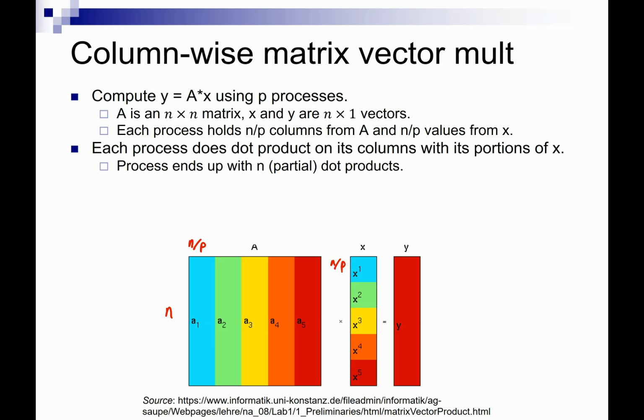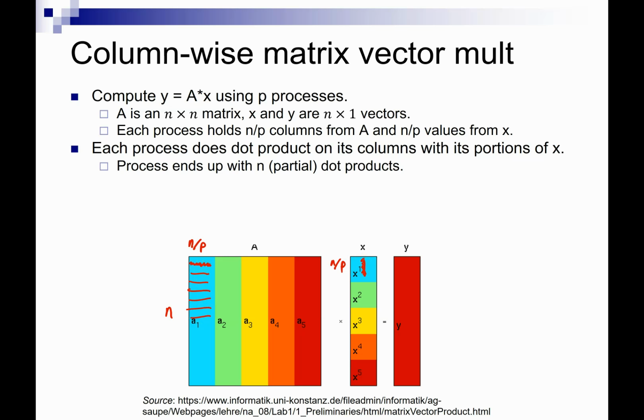Now given this format, how do we do the matrix vector multiplication? Well, the first process has many rows, and each of these rows has n divided by p values. The first process also has n divided by p values of x. So what we want to do is take these n divided by p values from the first row and multiply by the n divided by p values from x. We want to do the dot product of that.